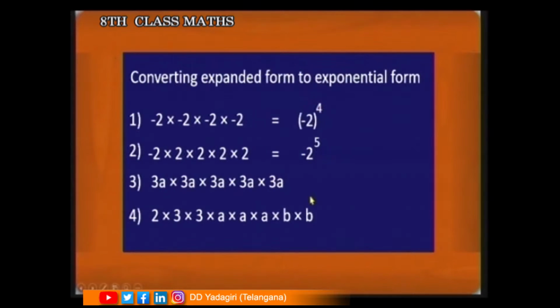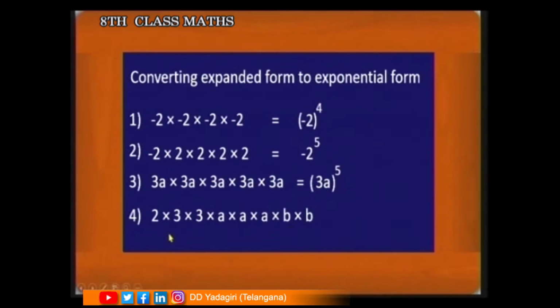And you come to the third question. How do you represent this third expanded form in exponential form? What is the term that is being multiplied by itself? 3a, and count how many times it is being multiplied with itself: 1, 2, 3, 4 and 5. And what should we be careful about? We need to put brackets, because here 3a is the term which is repeatedly multiplied. So this exponent 5 belongs to the total 3a.